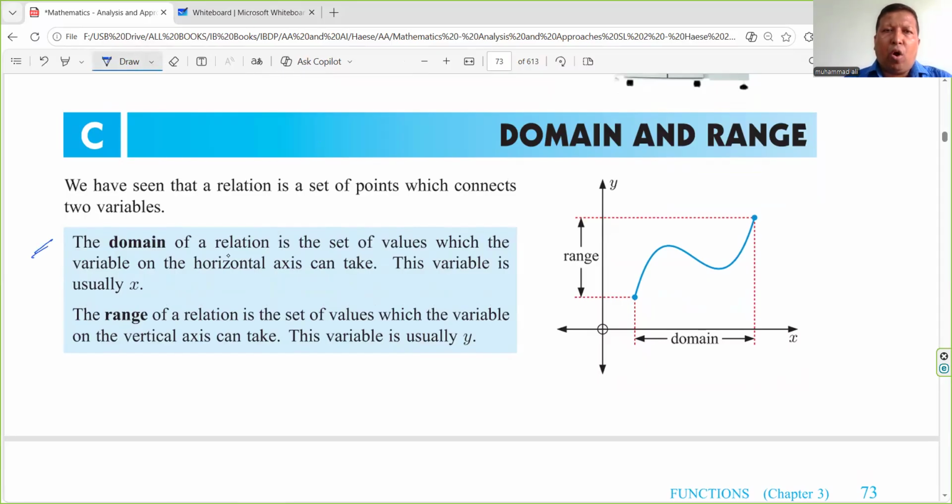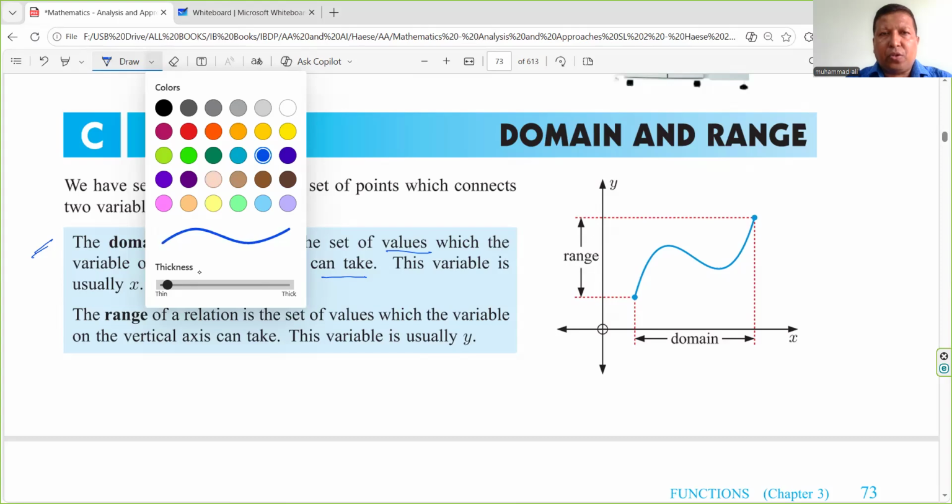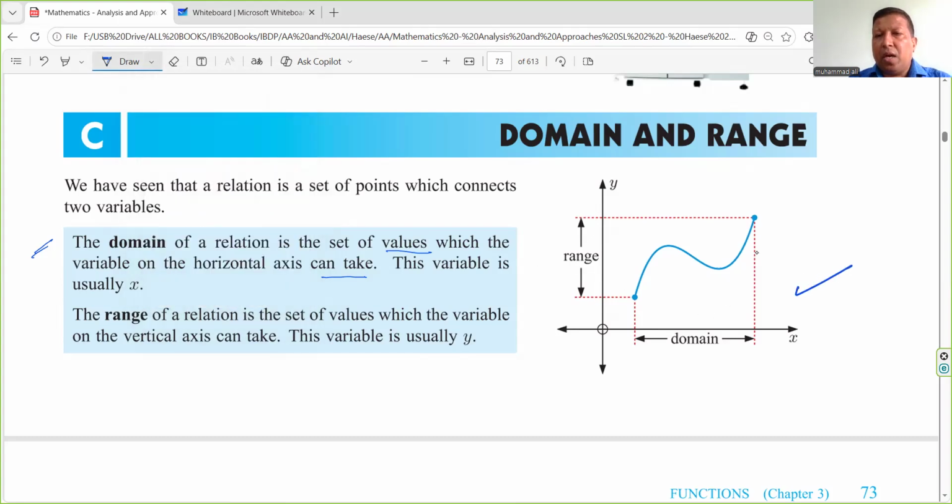The domain of a relation is the set of values which the variable on the horizontal axis can take. This variable is usually x. So here, if you observe this graph, from here to here, the x value is the domain.